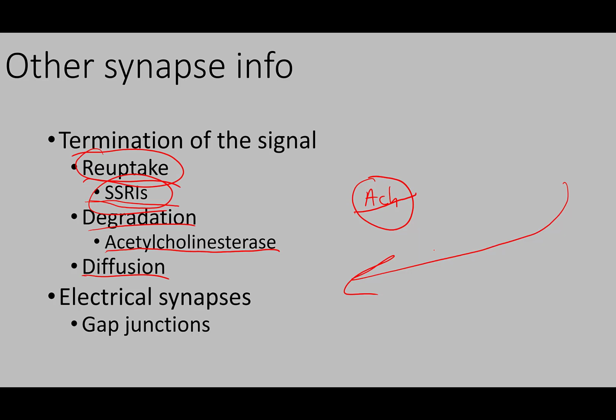Everything we've talked about so far are chemical synapses, but there is something called an electrical synapse. In an electrical synapse, two axons are joined together with gap junctions. And remember, gap junctions allow substances, in this case ions, to move back and forth between two cells. So if we have an electrical signal traveling through one cell, those ions can pass through gap junctions into the neighboring cell.